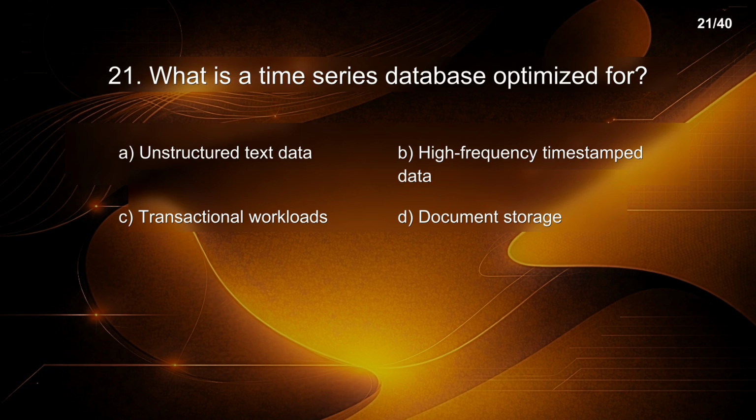21st question. What is a time series database optimized for? A. Unstructured text data. B. High-frequency timestamp data. C. Transactional workloads. D. Document storage.